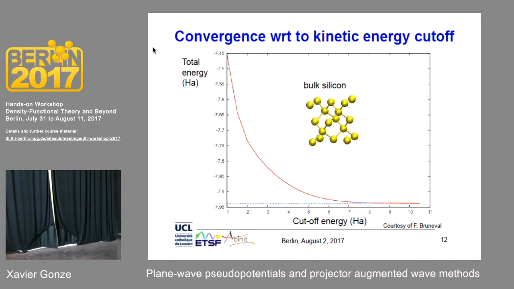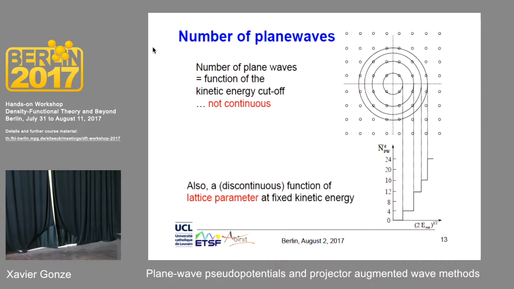I'm showing you first the typical convergence study that one has to do with plane waves. You see, as a function of the cutoff energy for bulk silicon, one can plot the total energy here in Hartree and observe that it will slowly tend to a well-defined answer. Something like 1 milli-Hartree per atom or less is often requested for a calculation to be considered converged. This I have already shown you.